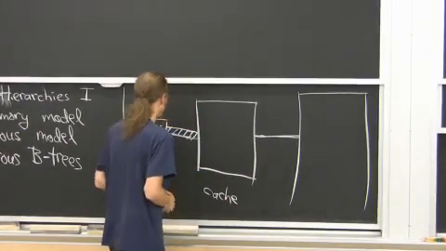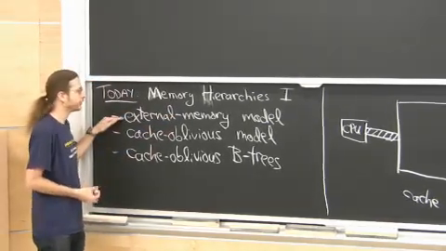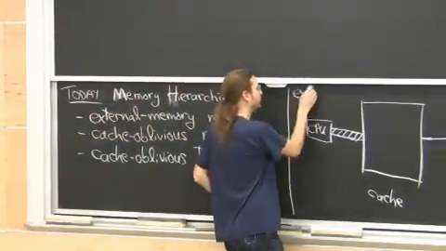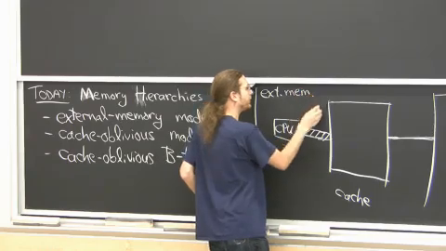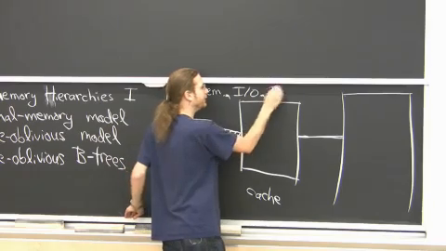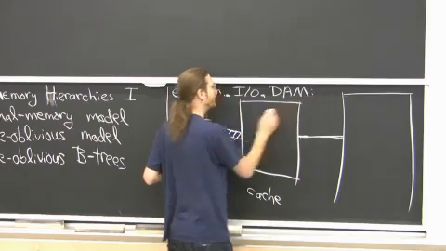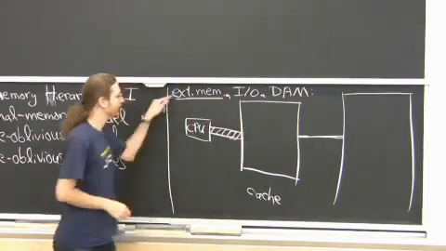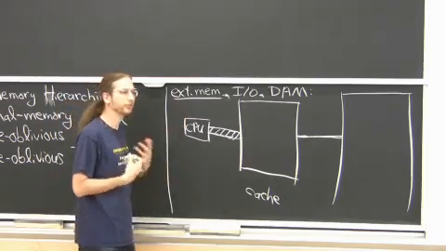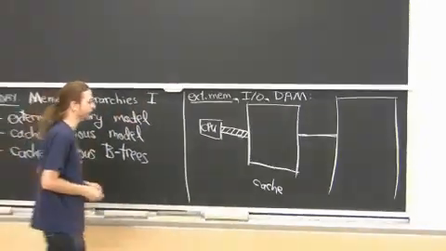So we're going to define two models for working with memory hierarchies. The first model is called the external memory model. It's also called the I/O model, and it's also called the disk access model. I think just so that it could be called the DAM model. I usually call it the external memory model. And this is sort of the simplest model. It's also the most well-studied, I would say. And it's going to relate closely to the other models that we're going to look at.